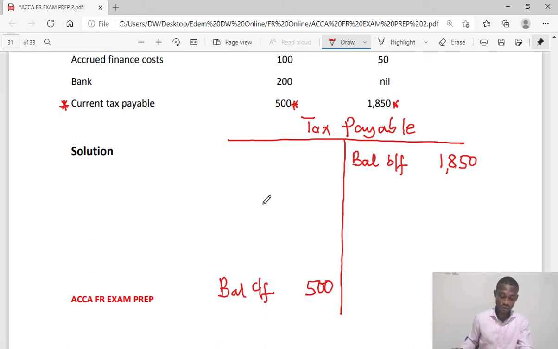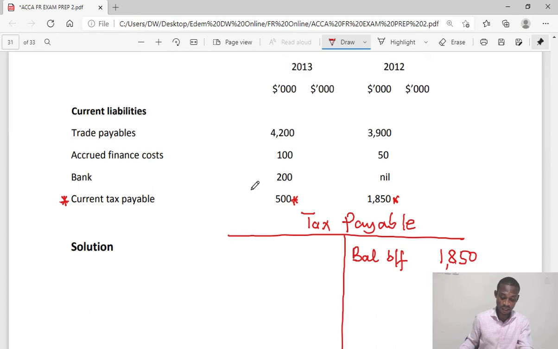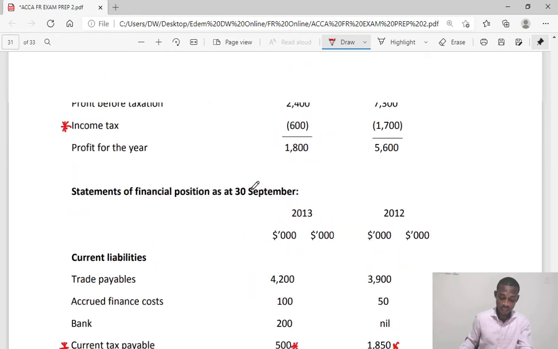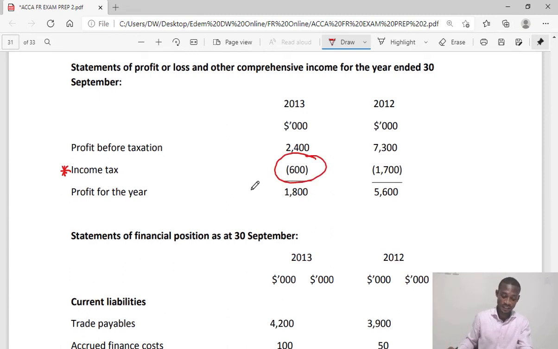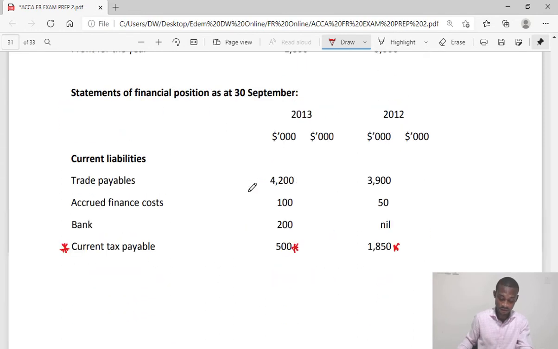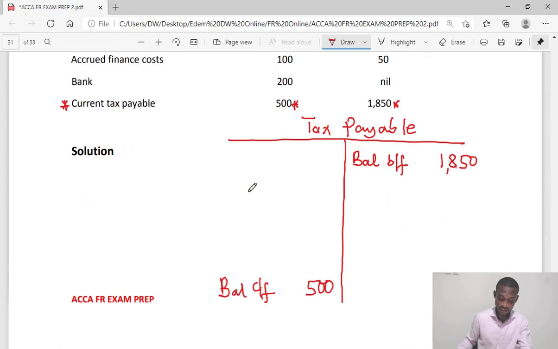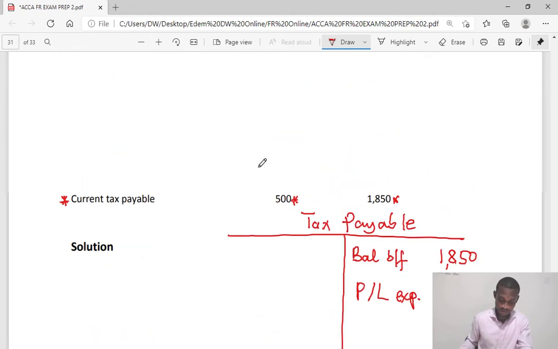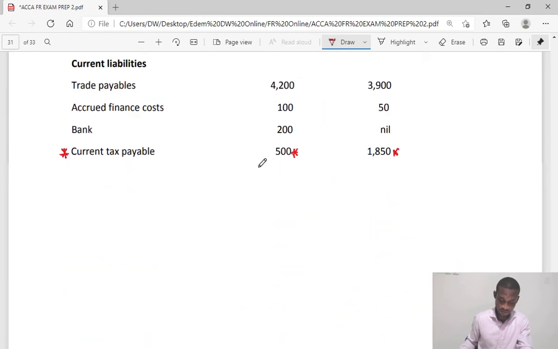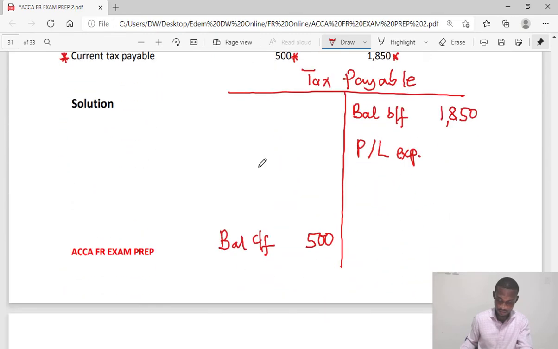The next thing you do is to go to the P&L account and look at the current year. So your focus should be on the current year, not the prior year. So the current year income tax expense is a debit in P&L, so it will be a credit in the tax payable account. So you have P&L expense, and that was giving us 600. So let's put it here.